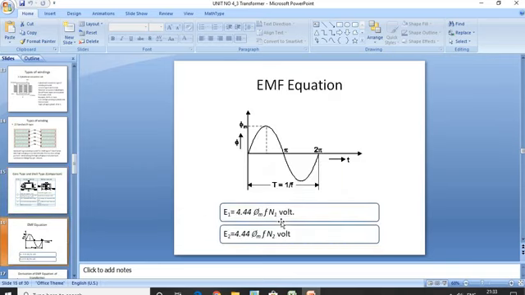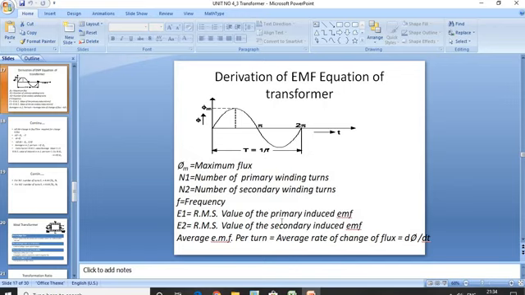Now next is the EMF equation. For derivation of the EMF equation, we have to derive E1 is equal to 4.44 phi max F into N1 and E2 is equal to 4.44 phi max F into N2. Now in this derivation, first we have to consider the transformer principle. In that, when we pass AC voltage to the primary side, alternating current flows to the primary and alternating flux is produced. As the nature of the current is sinusoidal, the nature of the flux waveform is also sinusoidal. Hence the waveform of the flux is sinusoidal.